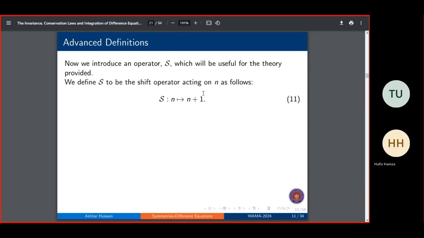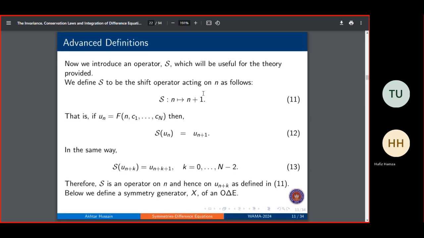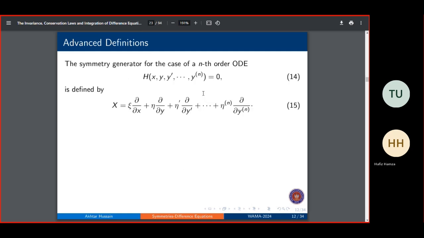And if we are given a solution u_l of a difference equation, then it will map u_n to u_{n+1}, and in a similar way it can be defined in a general way. So now we summarize this.